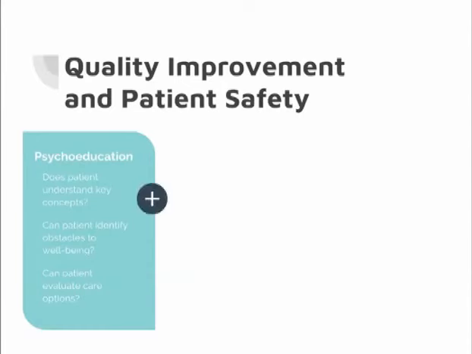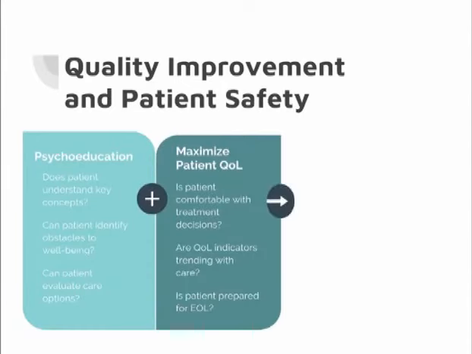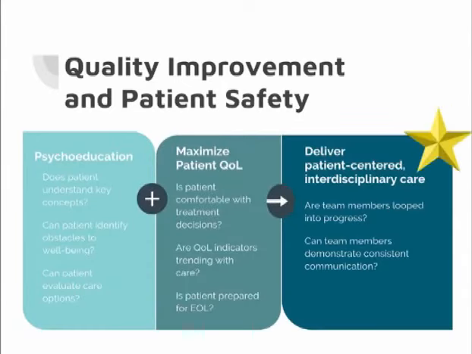So the quality improvements and patient safety. We want to psychoeducate, make sure that the patient understands the concepts and they're able to identify the obstacles that are in front of their well-being. We want to maximize the patient's quality of life, make sure that they're comfortable with the treatment decisions, and deliver patient-centered interdisciplinary care, and make sure that the team members are looped together and demonstrate consistent communication with each other.